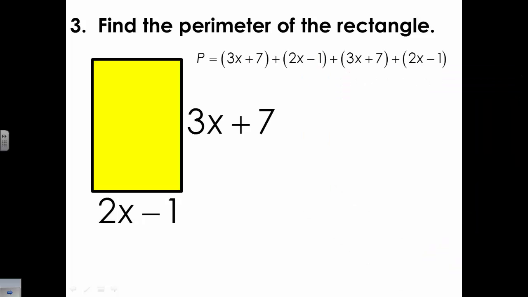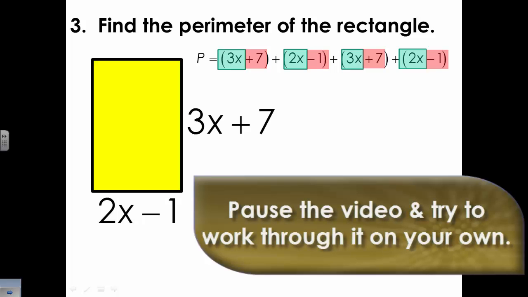You are going to combine your like terms and put it in standard form. On this one, all of the x's need to be combined. Then we're going to combine all the constants. Pause the video and see if you can come up with the answer before I reveal it.